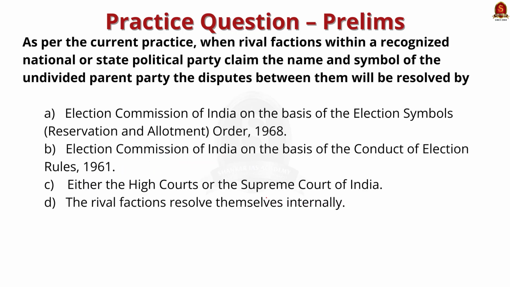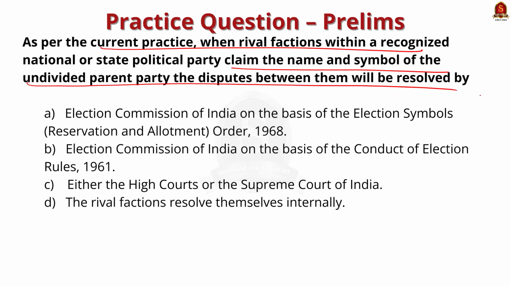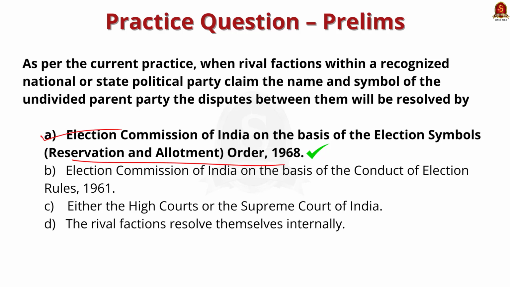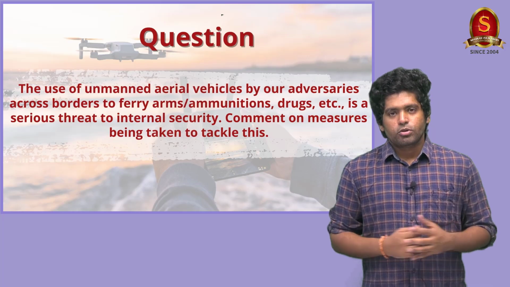Look at the second question. As per the current practice, when a rival faction within a recognized national or state political party claims the name and symbol of the undivided parent party, the dispute between them will be resolved by: Option A, Election Commission of India on the basis of Election Symbols Reservation and Allotment Order 1968. Option B, Election Commission of India on the basis of Conduct of Election Rules 1961. Option C, either the High Court or the Supreme Court of India. Option D, the rival factions solve it themselves internally. And the correct answer is option A, Election Commission of India on the basis of Election Symbols Reservation and Allotment Order 1968. That's all for today's discussion.